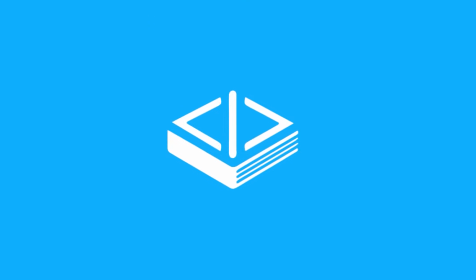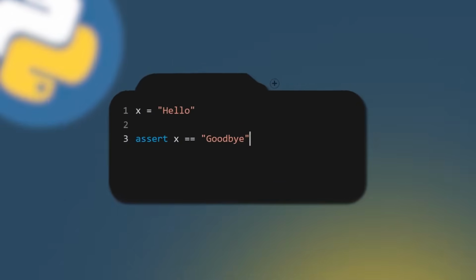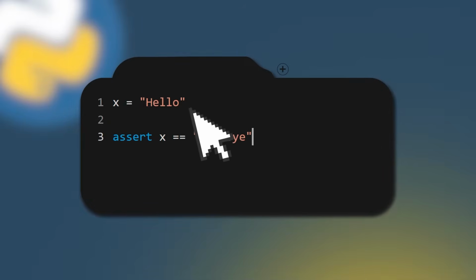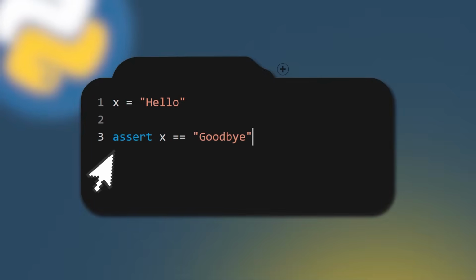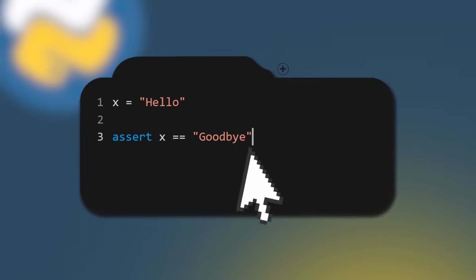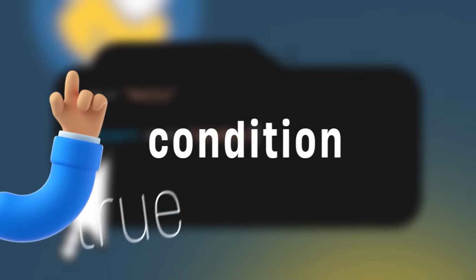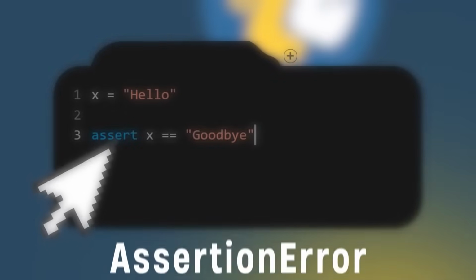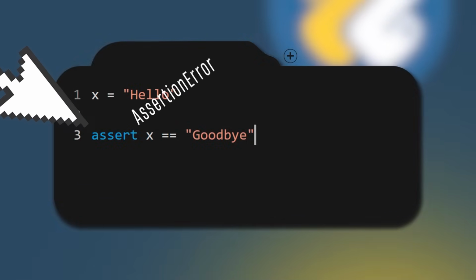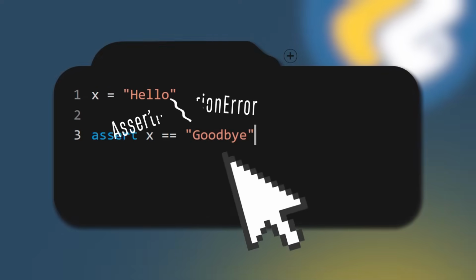Let's see this example. For example, we have a variable x equals hello. If we want to check, we do x equals hello, assert x equals equals goodbye. The assert keyword lets you test if a condition in your code returns true. If not, the program will raise an assertion error. In this case, the assert will raise an assertion error because hello is not equal to goodbye.